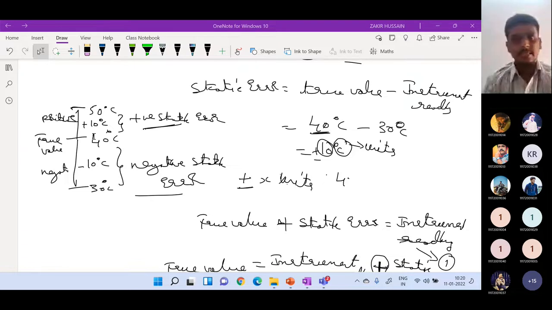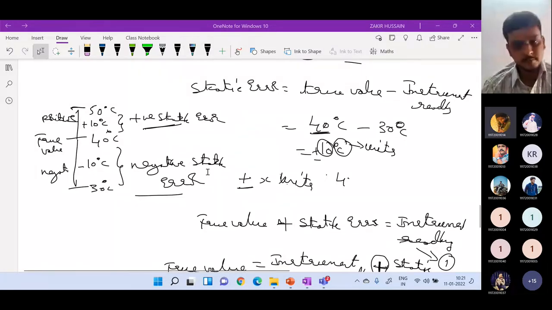Static error doesn't mean static correction is adding or subtracting after obtaining a reading. We are proposing some way for the instrument so that it will be corrected. We are diagnosing that instrument. Okay, so optimizing the performance of the instrument also comes under this. Yes. You are making a correction inside the instrument, not the readings of the instrument. Okay? Yes, sir.